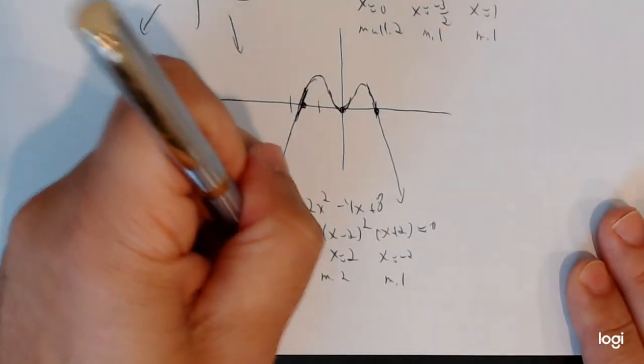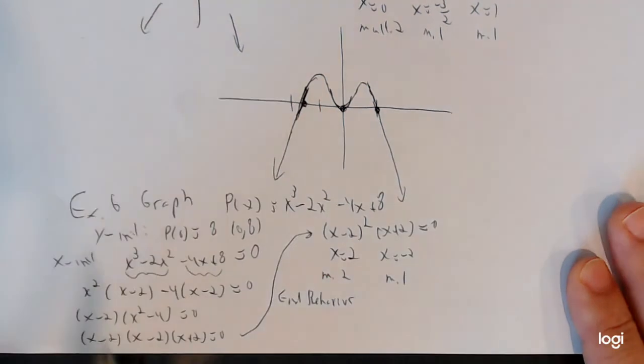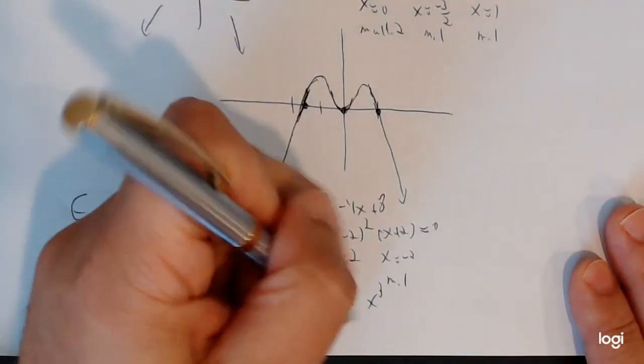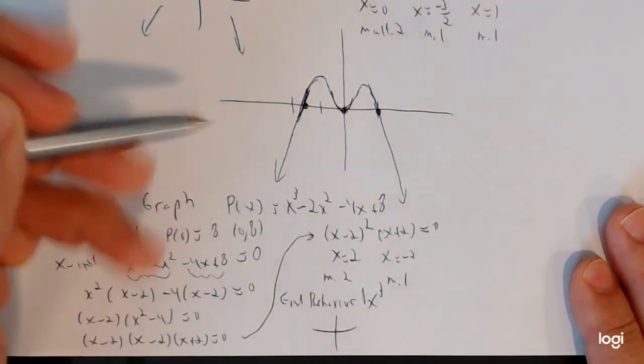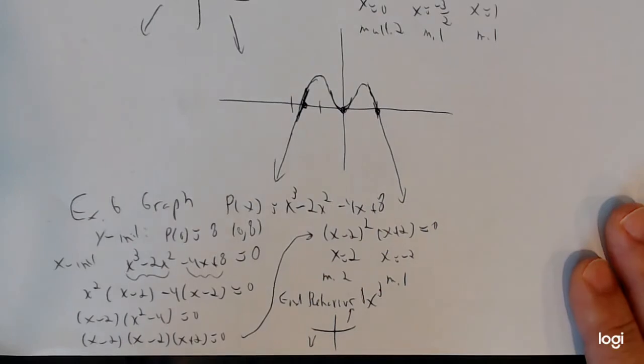Now, as far as the end behavior goes, what's my highest degree? It's what? x cubed. The coefficient is positive. It's 1, right? So what do I know? It's going to look like that. It's going to go up to the right, down to the left.